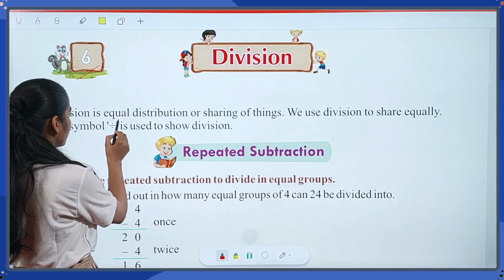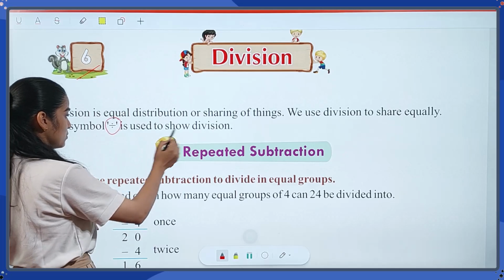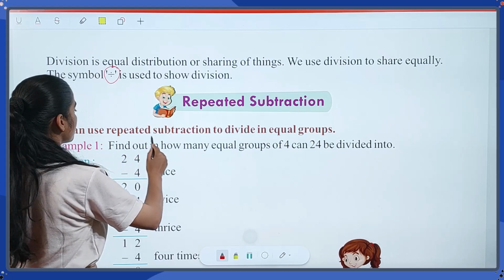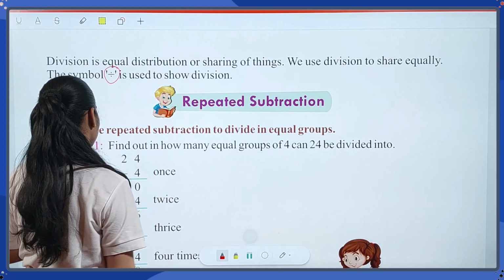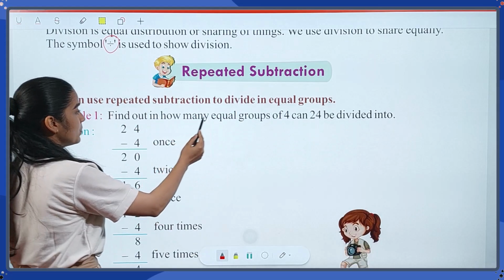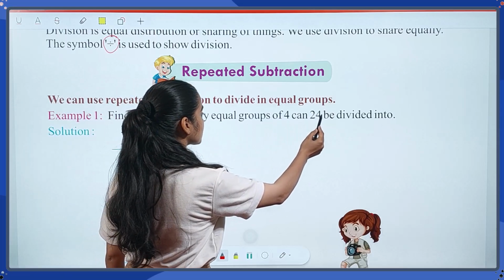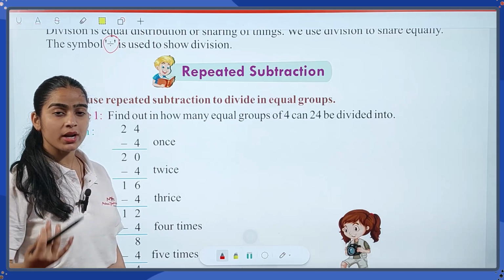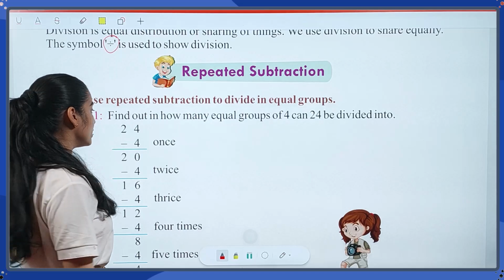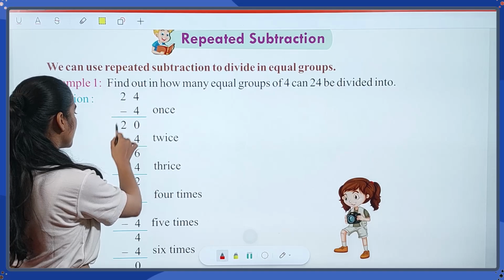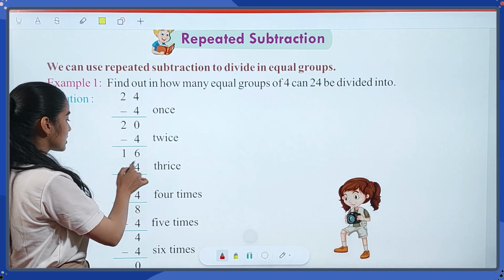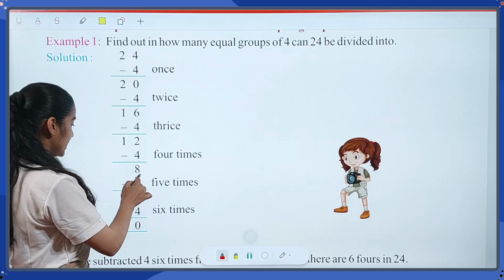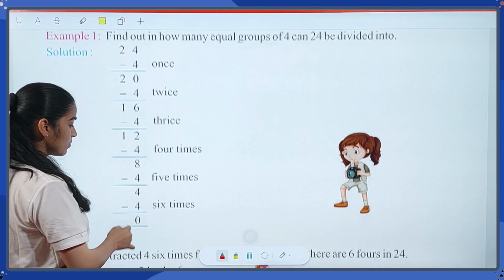This is the symbol of division, used to show division. Repeated subtraction: we can use repeated subtraction to divide into equal groups. Find out in how many equal groups of 4 can 24 be divided. So we have to make groups of 4 and divide 24 into equal groups. 24 minus 4 is 20, 20 minus 4 is 16, 16 minus 4 is 12, 12 minus 4 is 8, 8 minus 4 is 4, and 4 minus 4 is 0.